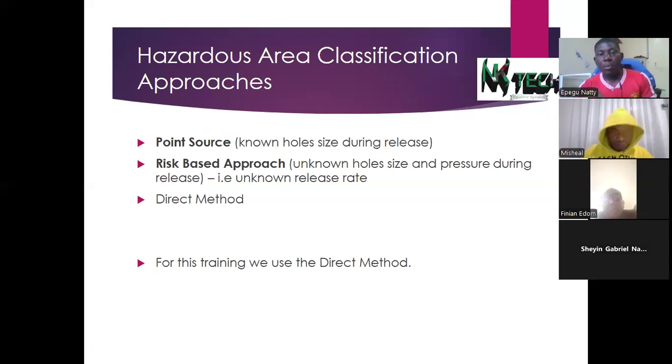All right, so how do you approach the HAC? How do you carry out this HAC? There are various methods you can use. We have the point source. This is if you know the hole size during the release, where the release is coming from, then you can use this point method where you can get different points. I think this is what they use for the simulation models.